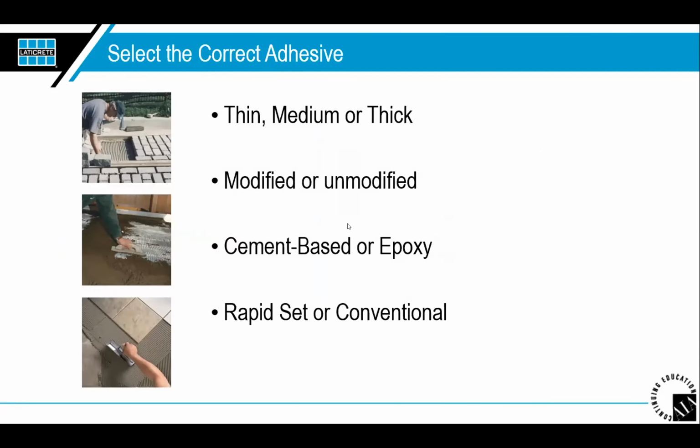All right. Selecting the correct adhesives, right? So are we needing a rapid set or a conventional type of mortar? Are we needing a cement based or epoxy? Do we need a modified or unmodified, depending on different types of installation you're doing and what types of products you're using? For example, do you need a thin, a medium, or a thick bed installation as well? So there are factors there.